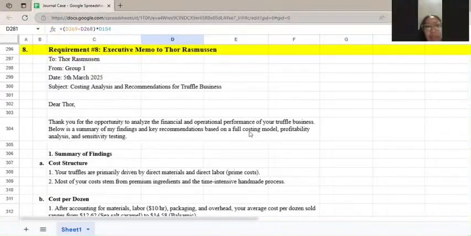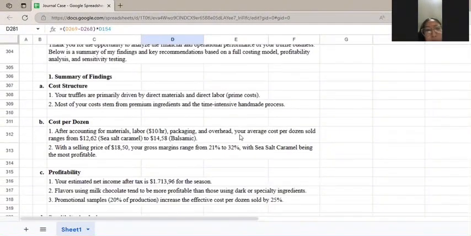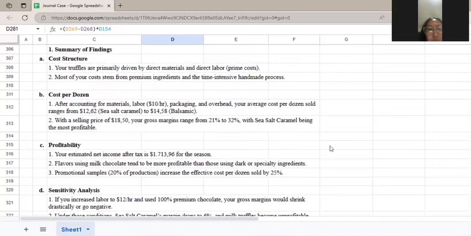Okay, so the last is requirement 8. It is to sum up the calculations that we have made and give a recommendation to Thor Rasmussen for their truffle business. So number 1 is summary of findings. Number A is cost structure.